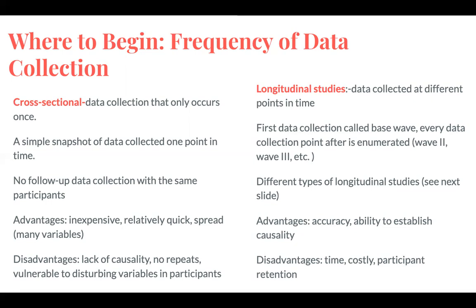But just in general, for all longitudinal studies, in terms of advantages, it is seen as much more accurate than cross-sectional data collection because it does have those repeats, and therefore it is a little bit less vulnerable to those disturbing variables that we discussed. And especially if you want to do an explanatory study that is asserting causality, longitudinal data allows you to establish causality much more strongly and with much more confidence than cross-sectional data can.